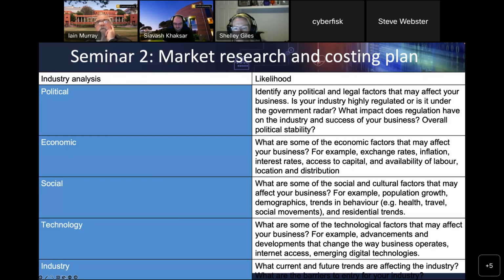The technology factors, of course, things are advancing really, really quickly. Are we getting into something after the peak of the hype? Is it going to be outdated by the time we develop it? Are we planning for sufficient internet access? Now, a couple of you guys are talking about using LoRaWAN, and that's great.